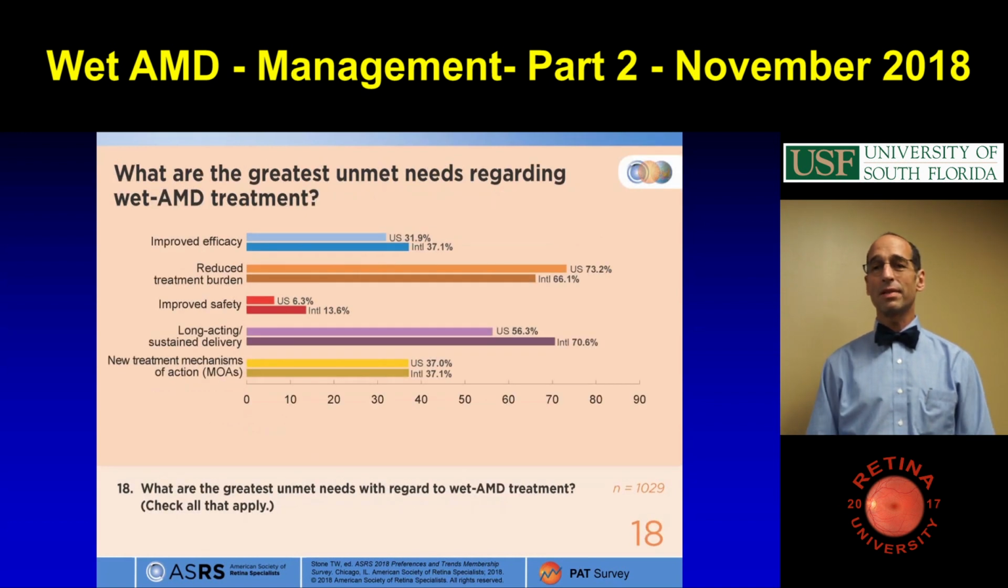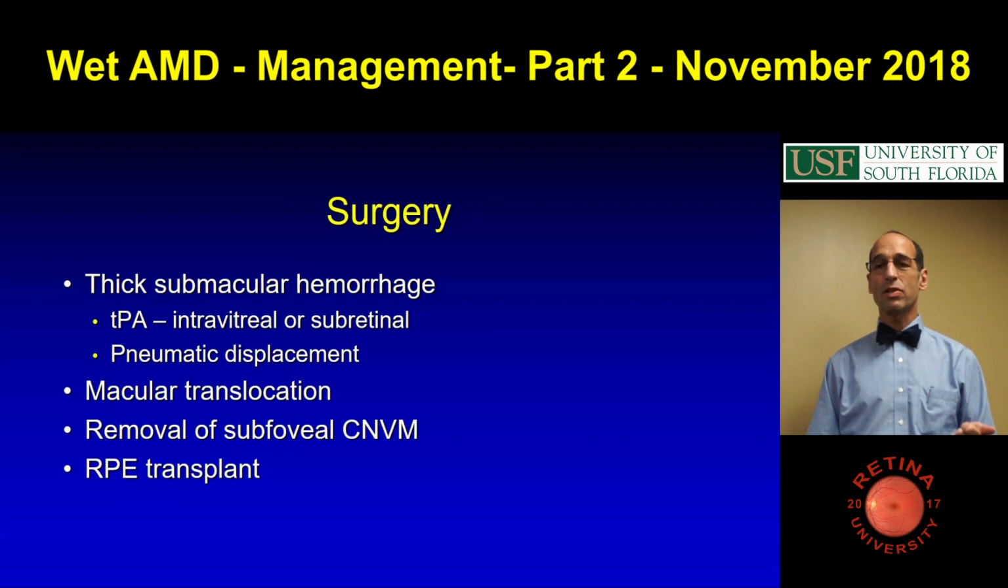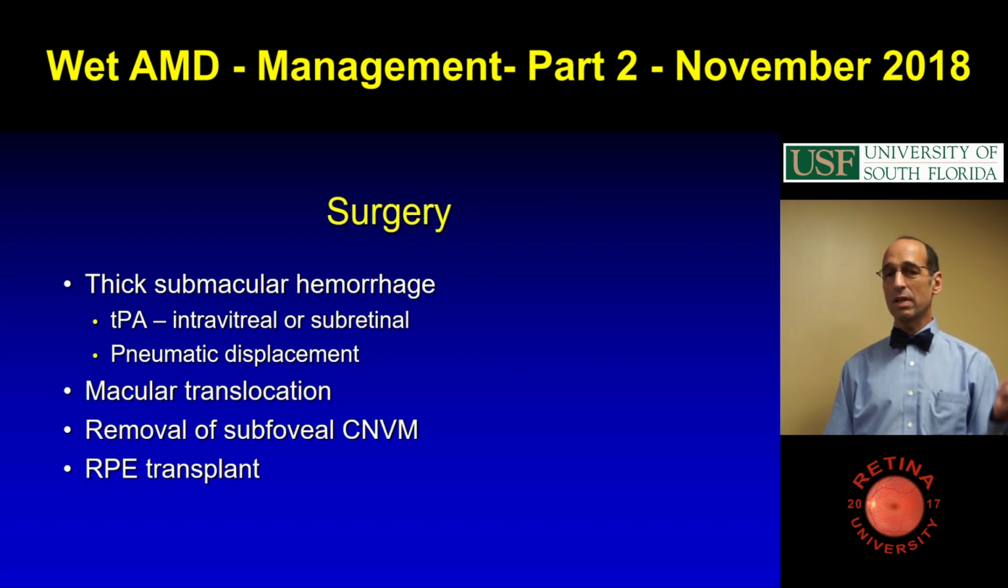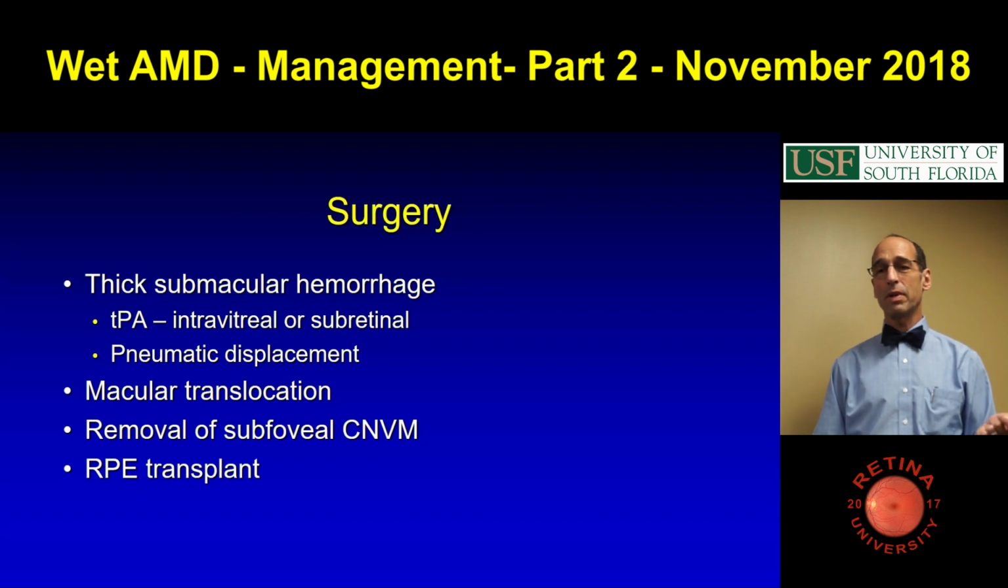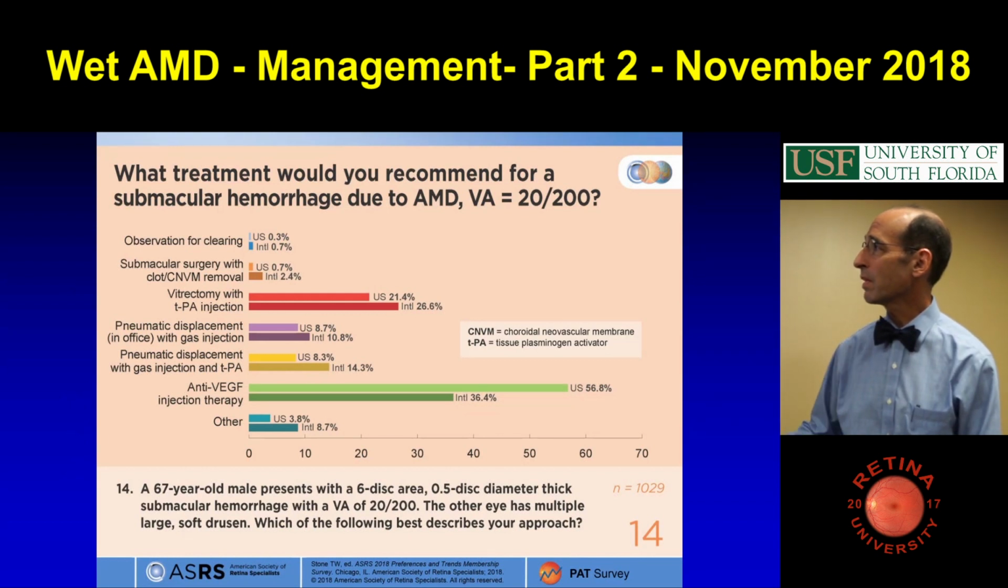And then unmet needs, something that lasts longer. So this is surgery. Oh, there's one more thing. Okay, surgery. So mostly for some macular hemorrhages, you can consider surgery. You can either do TPA, intraretinal or subretinal TPA, pneumatic displacement, you can do translocation, but nobody really does that anymore. And removing the subretinal membrane, nobody does, and RPE transplant, something you can consider if it's ever available.